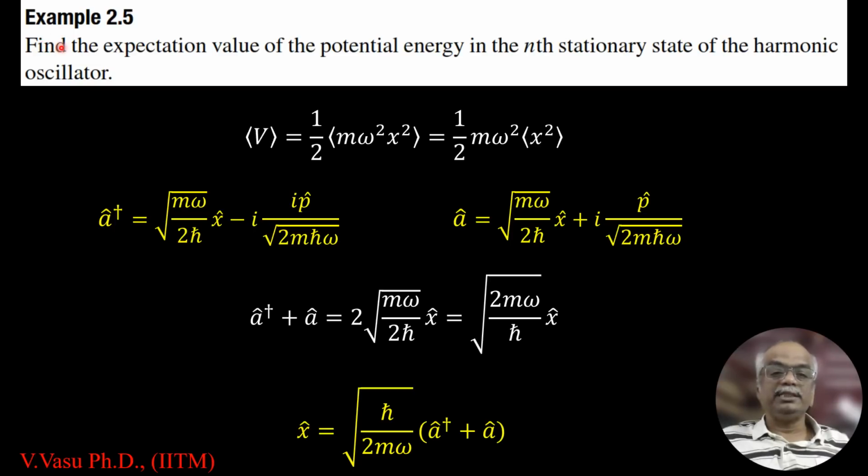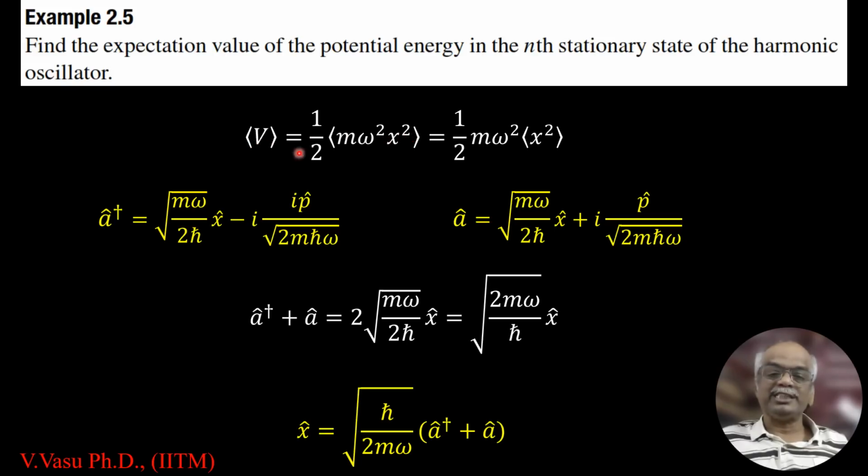Today we will see the example 2.5 given in Griffiths third edition Introduction to Quantum Mechanics. Example 2.5 is: find the expectation value of the potential energy in the nth stationary state of the harmonic oscillator. So the expectation value of potential in the harmonic oscillator, where the potential of the harmonic oscillator is equal to 1/2 m omega squared x squared.